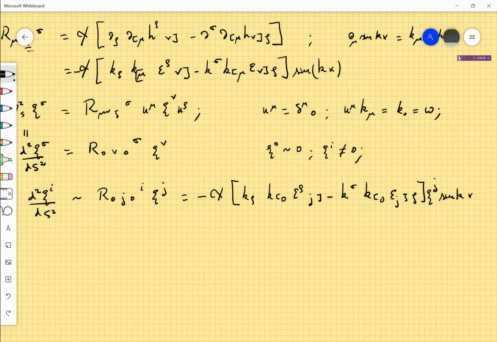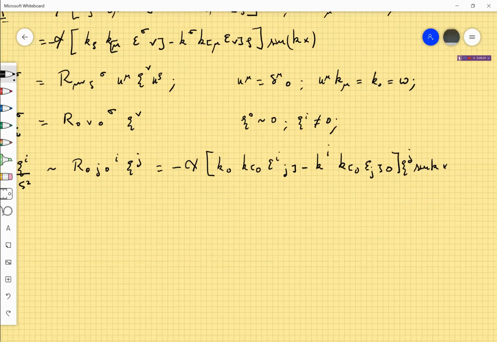Okay, I think I made a mistake here. This is sigma, sorry. Okay. So if rho is 0, this is also 0. And here we also have 0. And finally, sigma, which is here, is I and I. So this is what the equation reduces to.